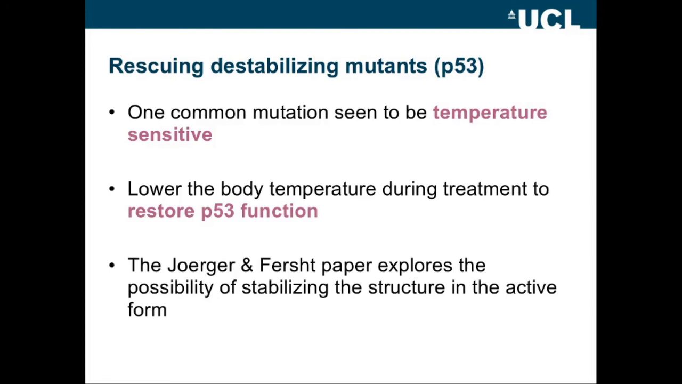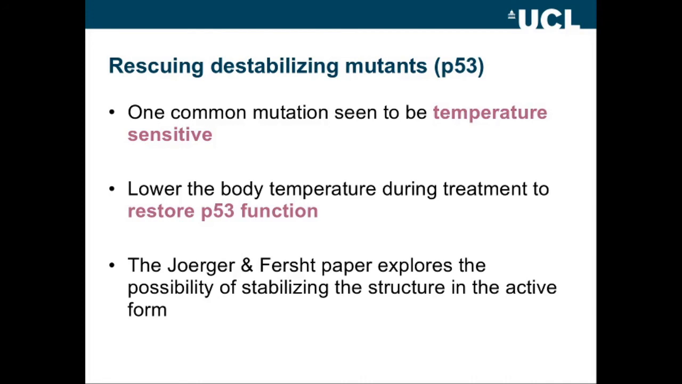Now, one common mutation that is seen quite frequently in patients is also seen to be temperature sensitive. So lowering the body temperature during treatment, or at least lowering the temperature of the tumour before something like radiotherapy, has been experimented with as a way of improving the function of p53 such that the damage caused by radiotherapy or chemotherapy actually leads to death of the cells.